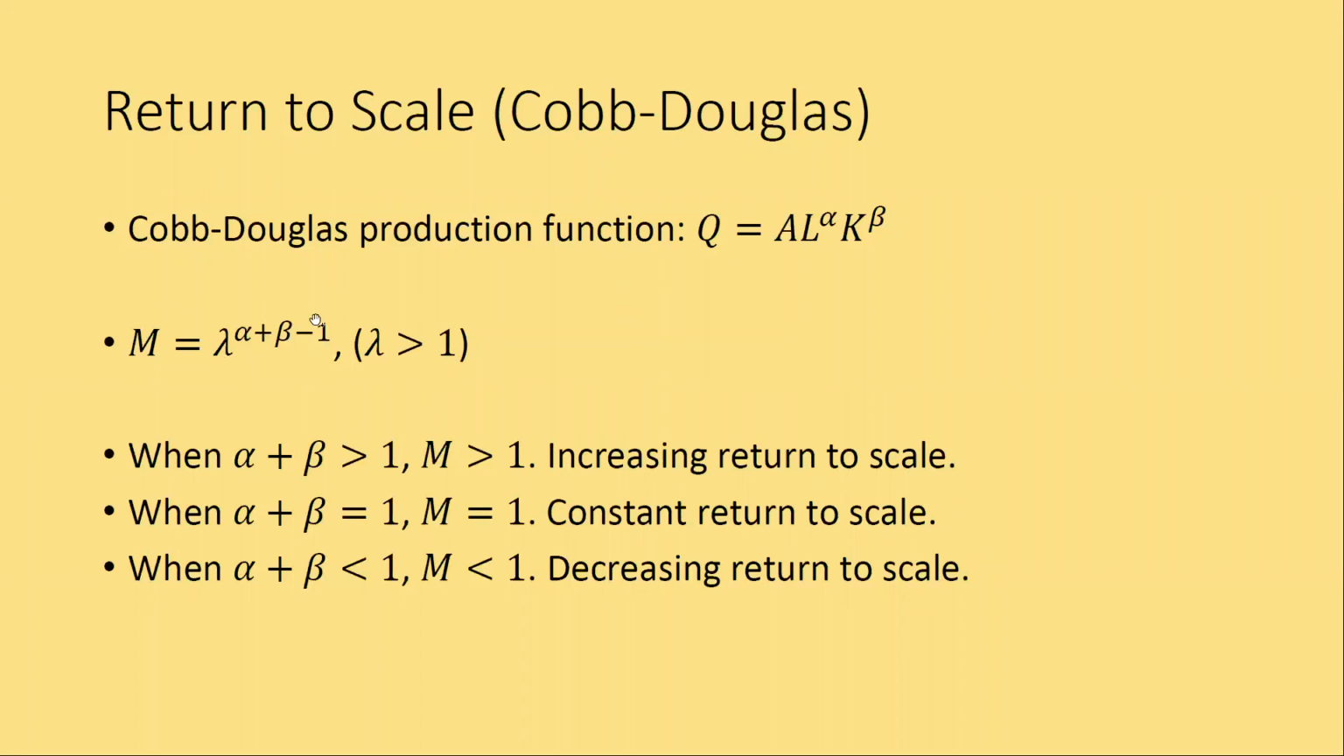So this f(x), or this m, equals lambda to the power of alpha plus beta minus 1. It is going to be larger than 1 only when the exponent, alpha plus beta minus 1, is larger than 0. That corresponds to the case when alpha plus beta is larger than 1.